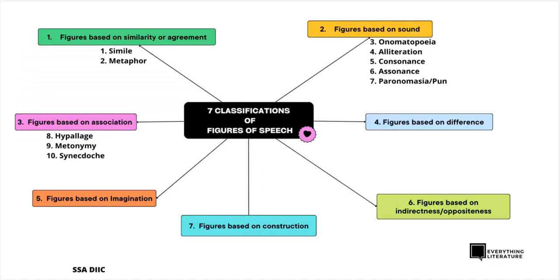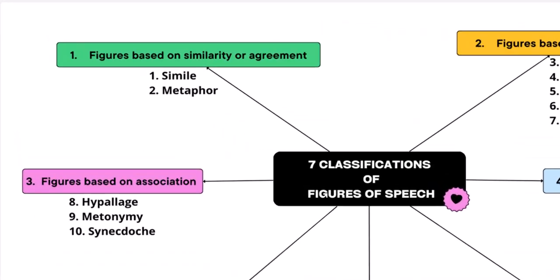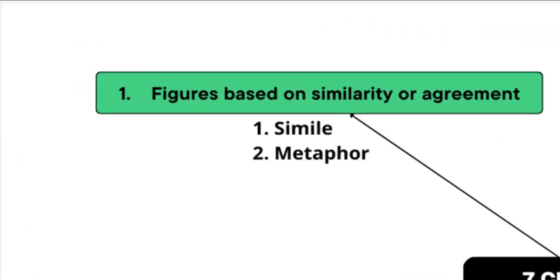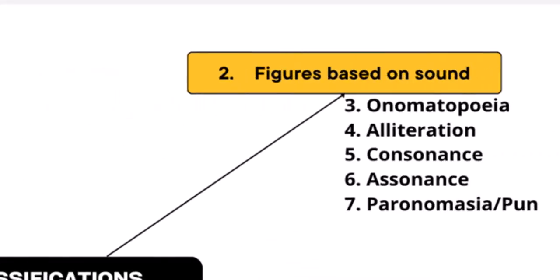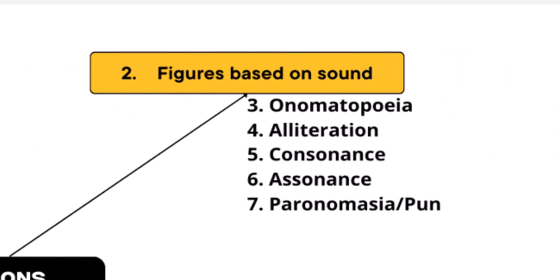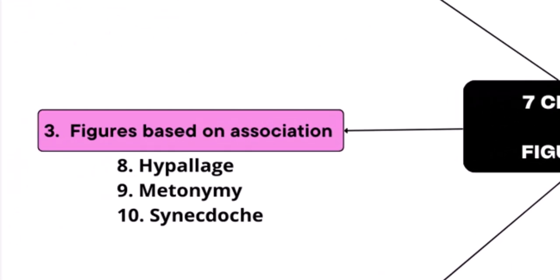We said we will not be working with the grouping of figures of speech based on trope and scheme yet. We would work with the classifications of figures of speech, and we have 7 classifications. So far we've discussed figures based on similarity or agreement, where we have simile and metaphor, and figures based on sound. That was what we discussed in our last class: onomatopoeia, alliteration, consonance, assonance, paronomasia, or what we call pun. And today's class, which will be focused on association, we have hypallage, metonymy, and synecdoche.